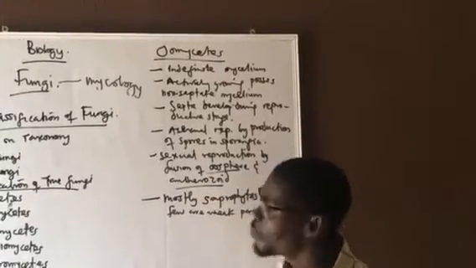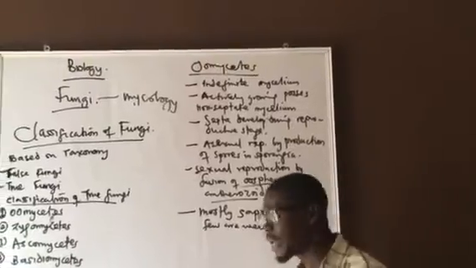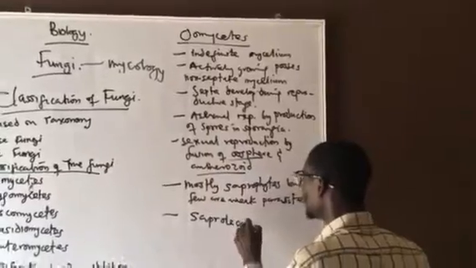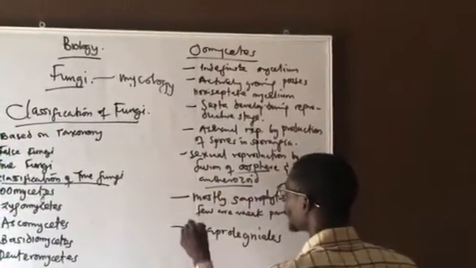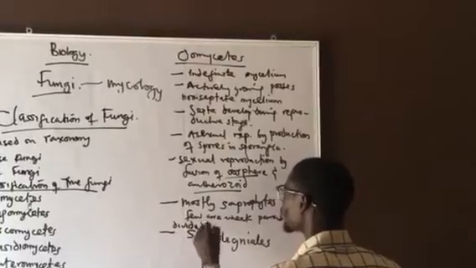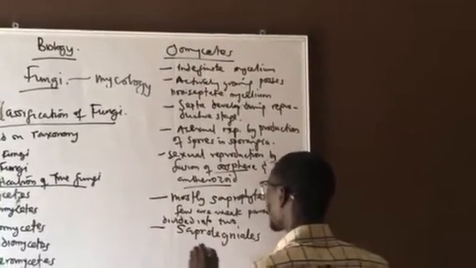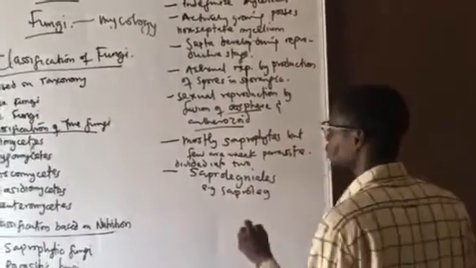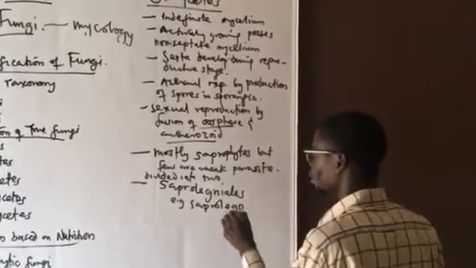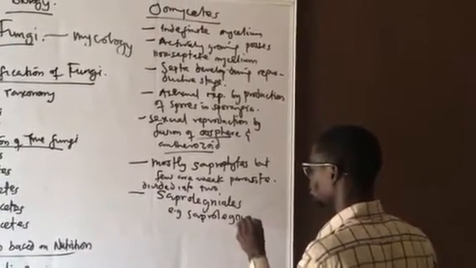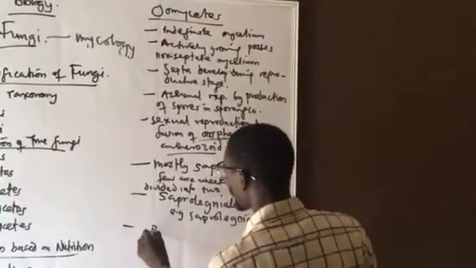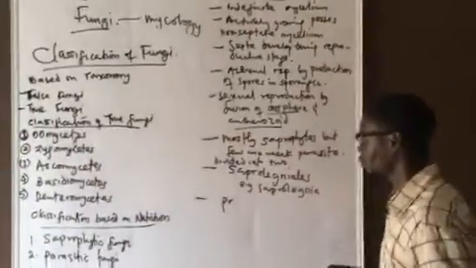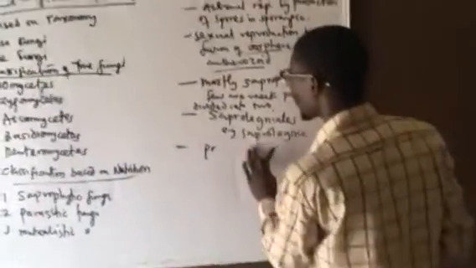So, examples of Oomycetes now. Oomycetes are divided into two orders. We have the Saprolegniales, e.g. Saprolegnia, while we have the Peronosporales, e.g. Peronospora. Saprolegniales and Peronosporales.